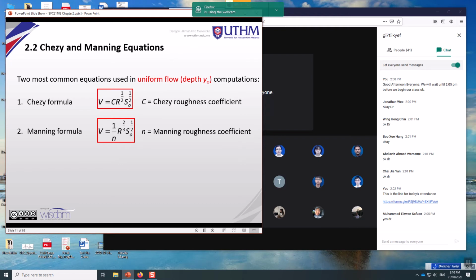Now, again, we have the uniform flow chapter. If you look at this slide, the first line says two most common equations used in uniform flow computation. In the bracket, you will notice depth Y naught. The subscript O after the symbol Y represents depth of uniform flow, because in chapters 3 and 4, we will encounter other Y's, for example YC, Y1, Y2, Y3, and so on. Subscript O represents depth of uniform flow, or sometimes it's just called normal depth. Normal depth is equivalent to depth of uniform flow.